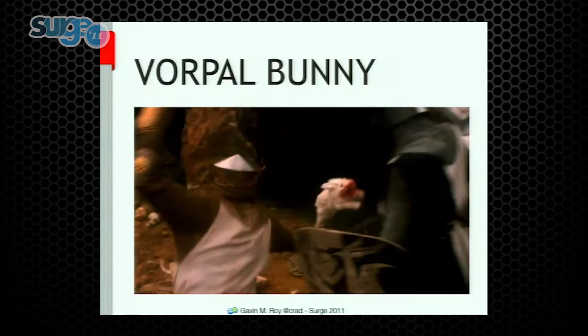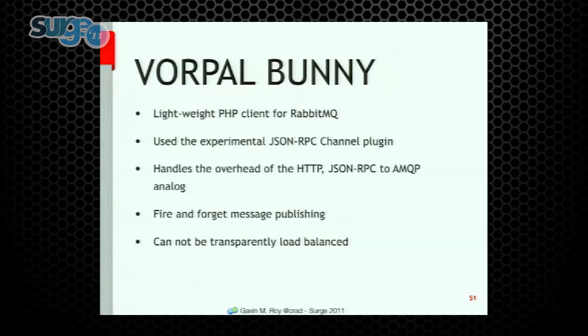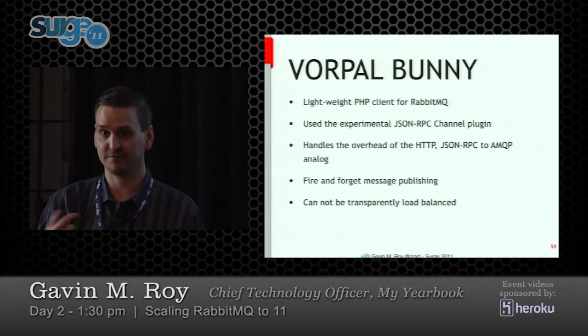There are assumptions about connection persistence in protocols like Memcache that are pretty easy to deal with. In AMQP, not so much. And so what we did at myYearbook is we created a system called Vorpal Bunny. In essence, it's a lightweight wrapper. It is written in PHP and uses the JSON-RPC-Channel plugin and uses HTTP to talk to RabbitMQ and send these messages as fire and forget.